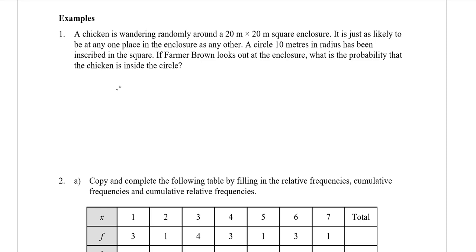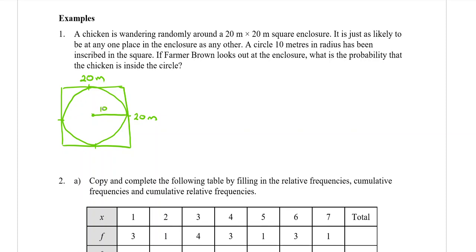Okay, let's draw it. We have a 20 metre by 20 metre square enclosure. Inside that enclosure, there is a circle with a 10 metre radius. That means the circle has to actually be touching the square because that would be a diameter of 20. Okay, so that radius is 10 metres.